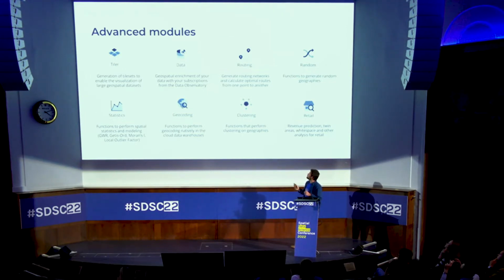For example, the data module lets you do geospatial enrichment of data with your subscriptions from the Data Observatory. The Data Observatory is basically CARTO's data marketplace. So you can enrich your tables with your geometries with data from your subscriptions or other tables as well. There's another module for routing, which lets you generate routing networks and then calculate optimal paths from one point to another in the network.